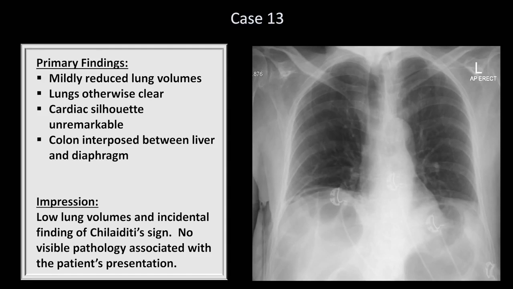There is no visible pathology associated with the patient's presentation, which is probably due to either a viral URI or possibly strep throat.